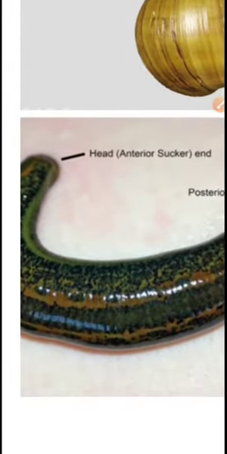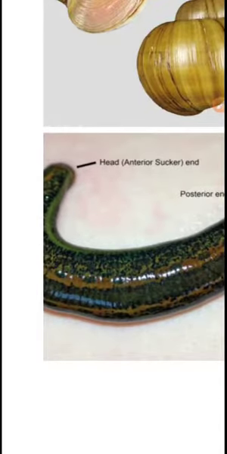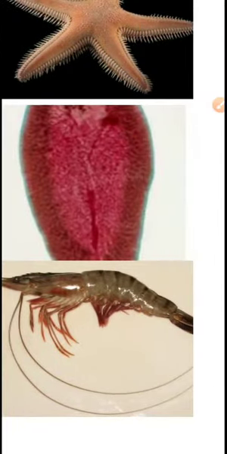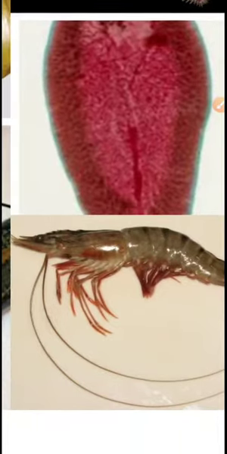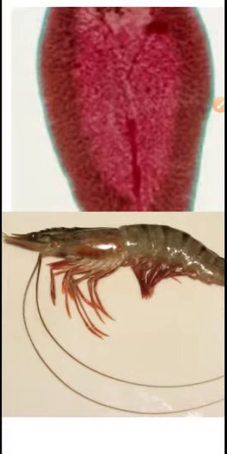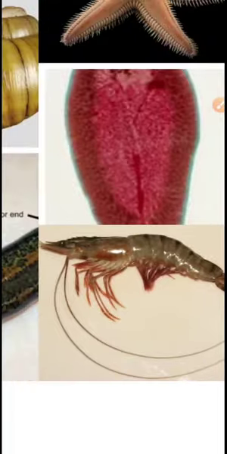Then leech. Identifying character, body is metamerically segmented, and presence of hook and sucker. Then adaptation, if asked, you can also write presence of sucker and hook. The next one is prawn. Identifying character, body is covered by chitinous exoskeleton, and economic importance, used as food.